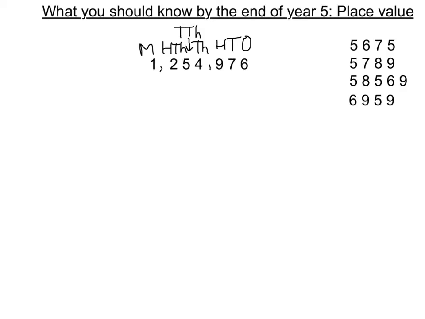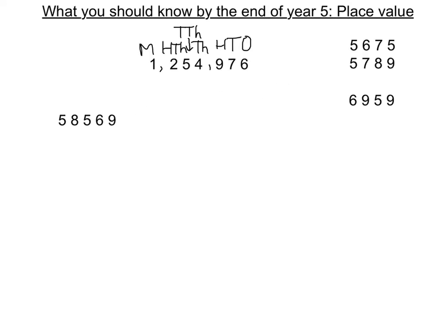We can then use this knowledge for something else we need to be able to do, and that is to be able to order and compare numbers to a million as well. In order to do this, we look at our numbers and firstly decide how many digits are in those numbers. This number here, 58,569, has more digits in than the others, so therefore that must be our biggest number.